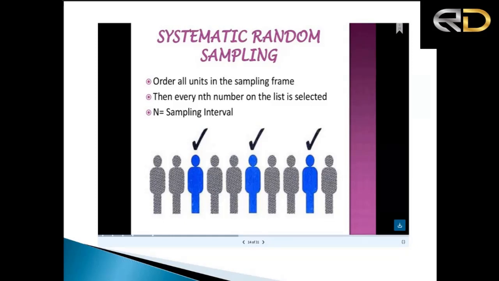So we will take the fifth unit, then the 15th unit, 5 plus 10, then again plus 10: 25, 35, 45, 55. This way we will get the sample till the required sample size is obtained. So this way we use simple random sampling, and the first unit is selected using simple random sampling.